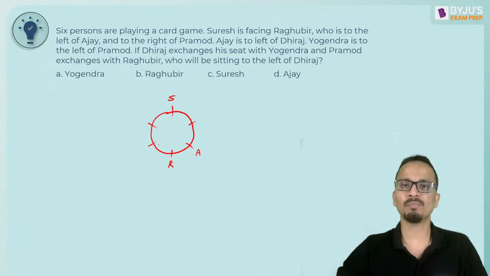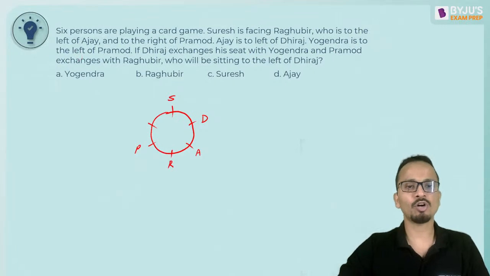And to the right of Pramod. So Raghuveer is to the right of Pramod. I'm sorry, so it will be P. So Pramod will sit here. All right. So Raghuveer is to the right of Pramod and to the left of Ajay. Now Ajay is to the left of Dheeraj. So Dheeraj will sit here and to the left of Dheeraj will be Ajay. Yogendra is to the left of Pramod. Now only one place is left and that will be occupied by Yogendra.